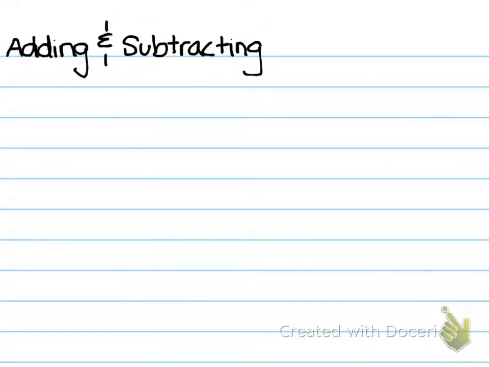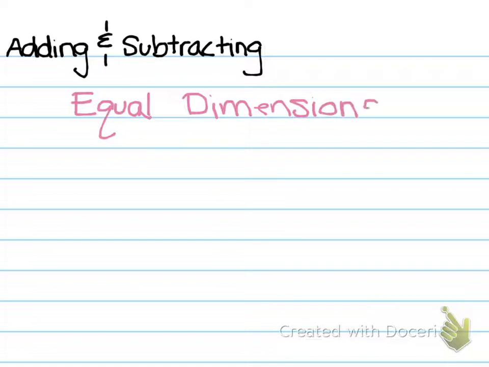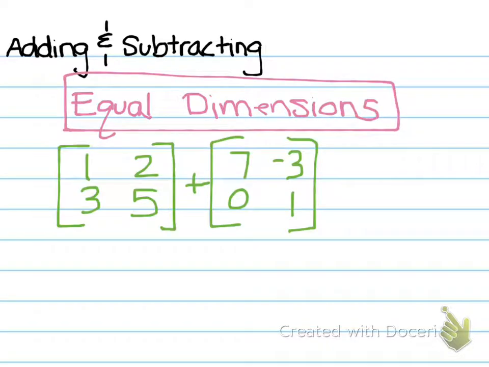When you add or subtract matrices, they have to have equal dimensions, or else you cannot add them. So let's look at an example. Since both of these matrices are a 2 by 2, then we can add them together, and the result is going to be another 2 by 2.